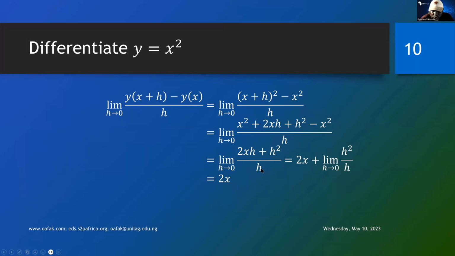And then you now have h squared over h, which is the same thing as h. The limit as h tends to 0 of h is 0. So the answer is 2x. This is the reason why the derivative of x squared is 2x. Not because we just reduce the power by 1 and multiply it in front. That is a formula. It is not the definition. This is the definition that always works.